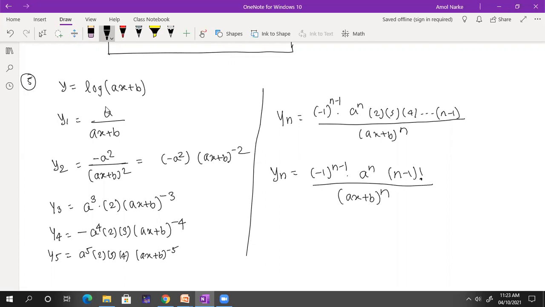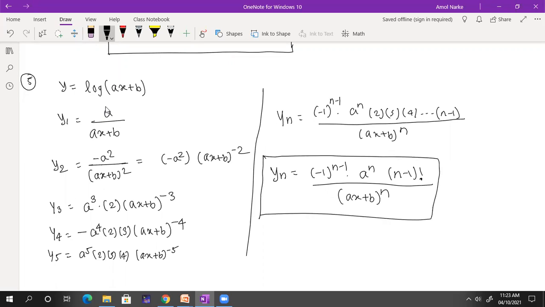What is the term you are getting before that? N minus 2, no? Here, before n minus 1, what do I have? Before 4, what do I have? 3. I just need to subtract 1. So if I subtract 1 here, n minus 2, n minus 3, n minus 4, n minus 5, like that. Are you getting? Yes, sir. So this is the formula you have.